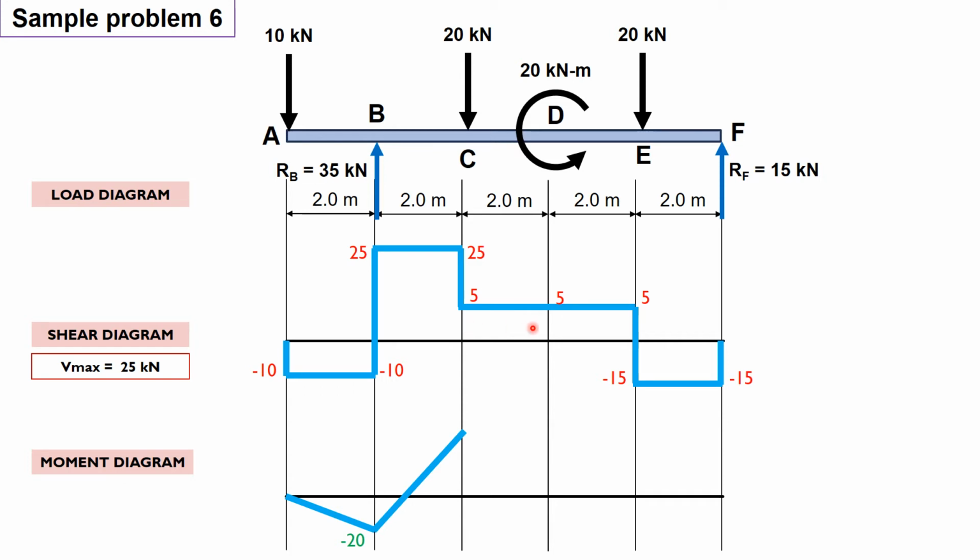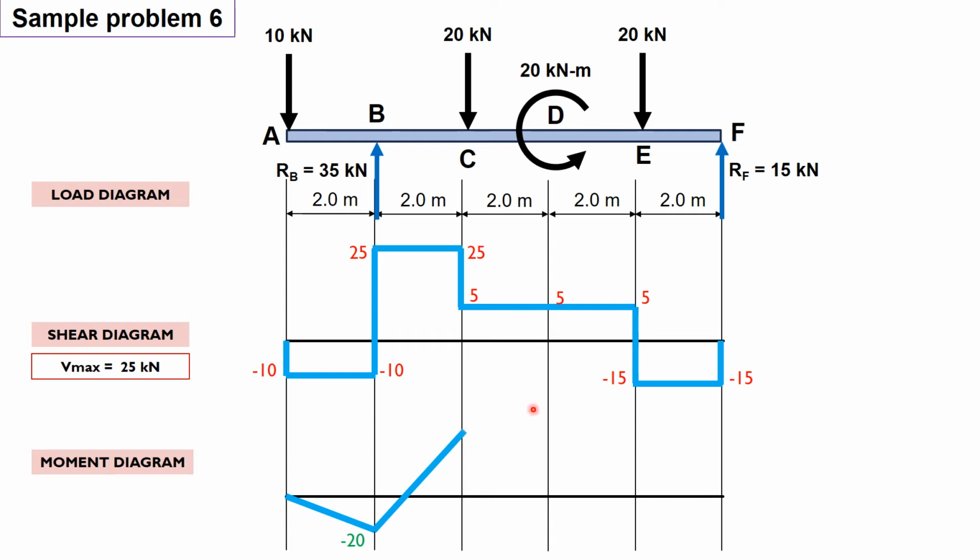So, between C and D, okay, you have a positive shear value here. Kaya, ibig sabihin, you have positive area of shear. So, para makuha mo yung moment sa D, from 30, you add this area. So, 30 plus 5 by 2. And 5 by 2 is 10. So, 30 plus 10 is 40.